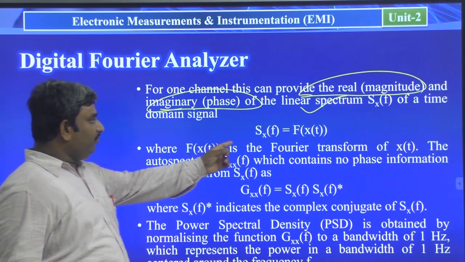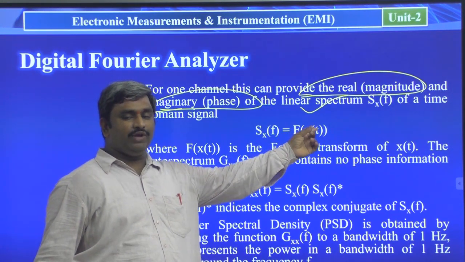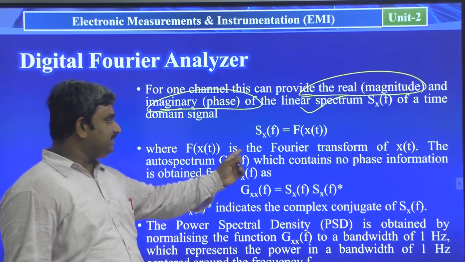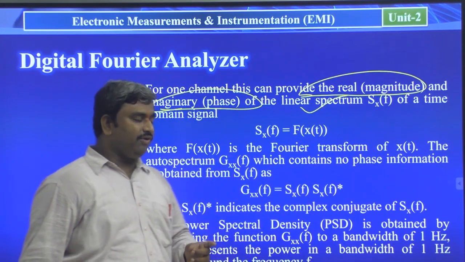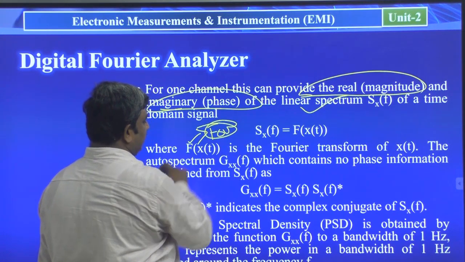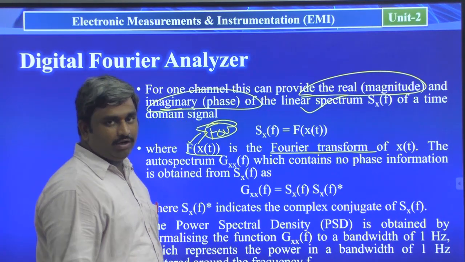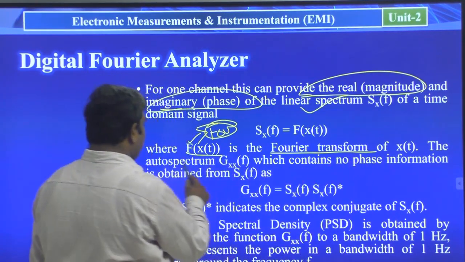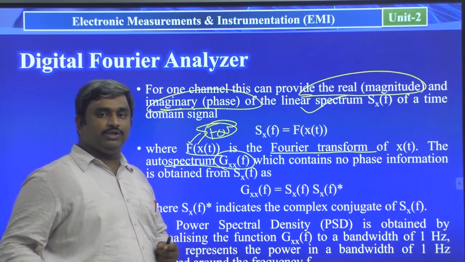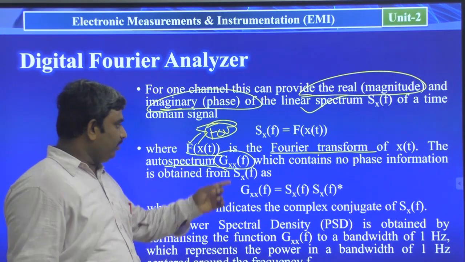Where Sx(f) is equal to F of x(t), where capital F represents the Fourier transform technique. F of x(t) is the Fourier transform of x(t). Next, the auto spectrum Gxx(f), the auto spectrum for the same input function. We have input function x(t). Auto correlation, how will we define Gxx(f)?